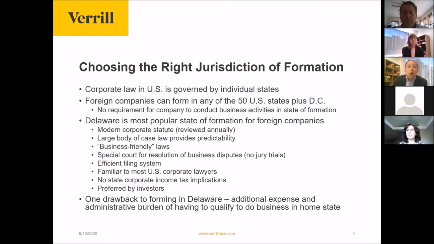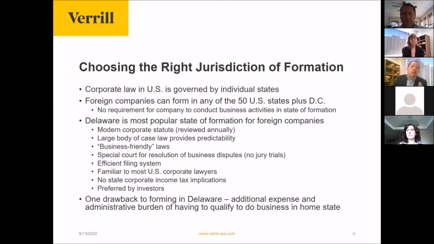And there's no requirement that the entity establish operations or maintain its principal place of business in the state of formation. A company generally just needs to designate someone who resides in the state of formation to receive service of process in case the company is sued. And many companies just hire a third-party vendor to do this, like a CSC or a CT Corp, and generally it costs a couple hundred dollars a year.